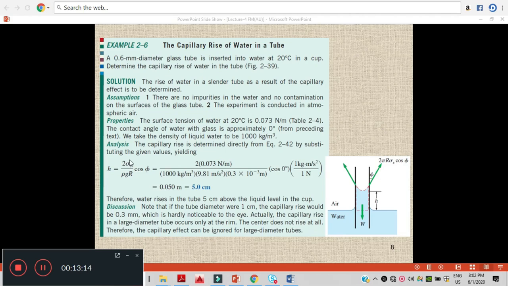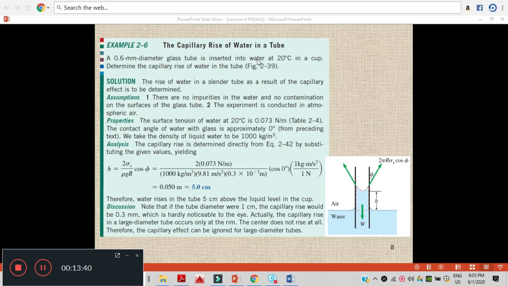So we know the equation of this. Let's see what things are known and what are unknown. So we know 20 degrees centigrade. Here the figure is given. So 2 sigma s cos phi over rho g into r. What other things are given? Diameter is given, that means r is given.